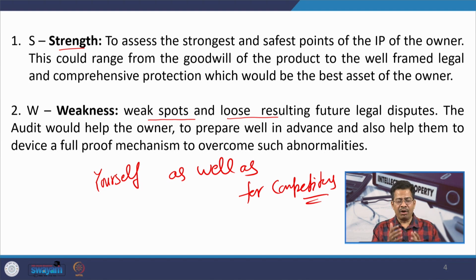So, if your IP is not properly protected, say you have protected your IP in India, but you have not protected it in the USA, or in Japan or China, then it may be a case of weakness of your IP portfolio, that it is not properly protected wherever you have your possible markets. So, that is the weakness.